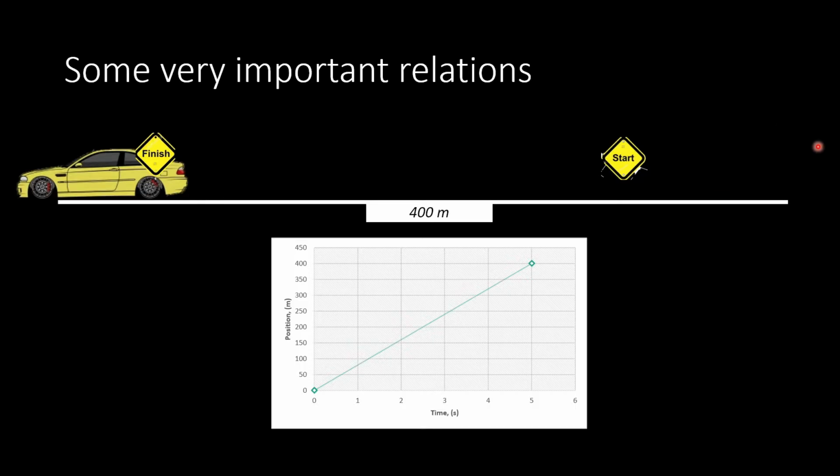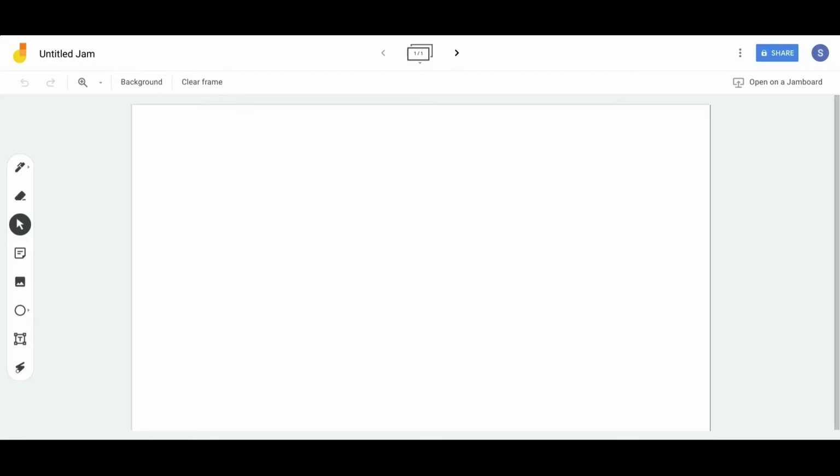Can we estimate what the velocity is? Can we estimate what the acceleration was? And then we can use that sort of information to develop some other important relationships or equations that can come in very handy. So let's start with this.